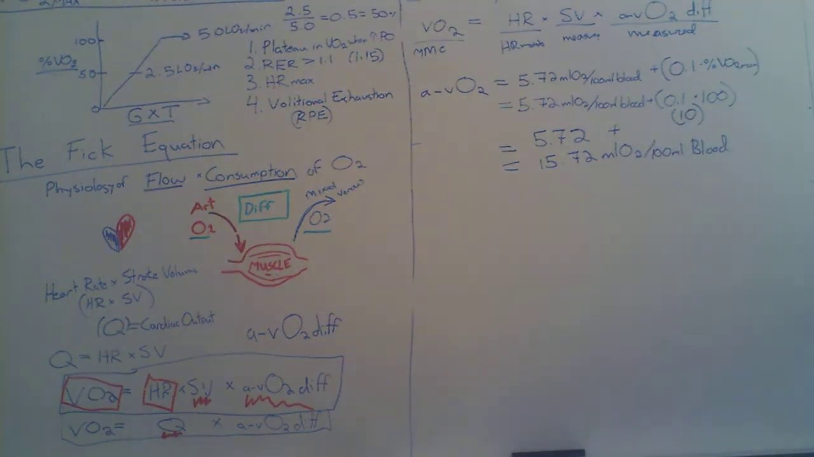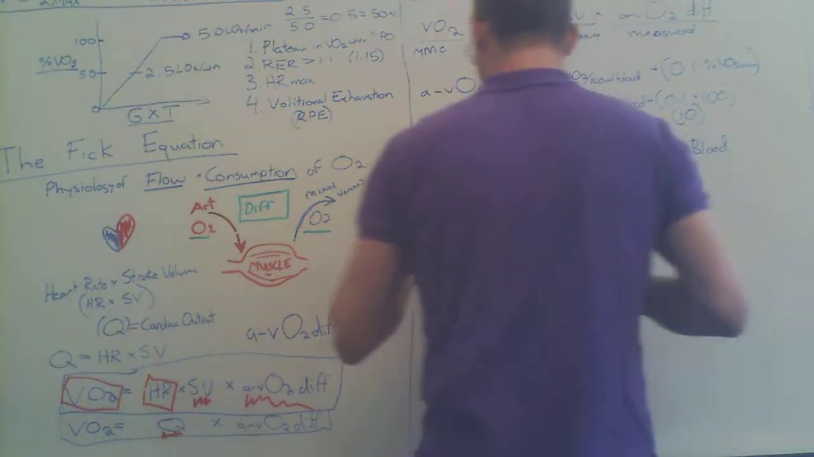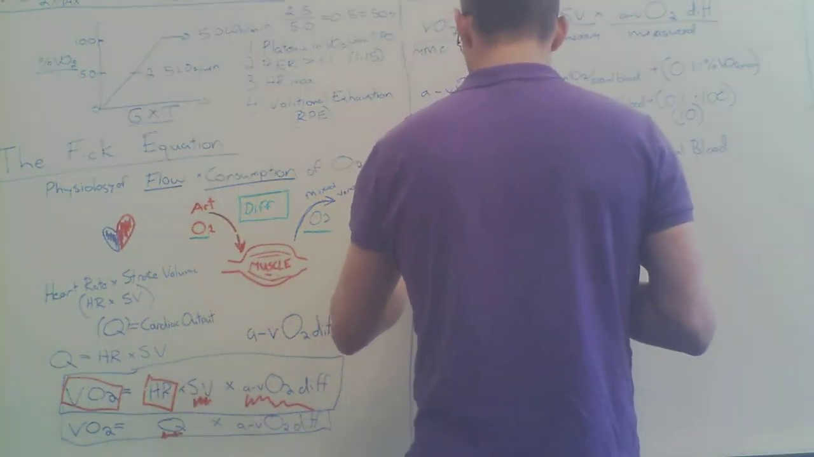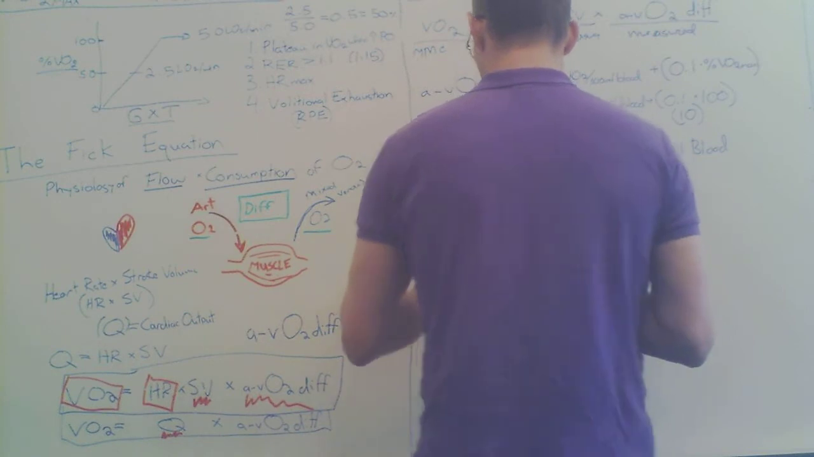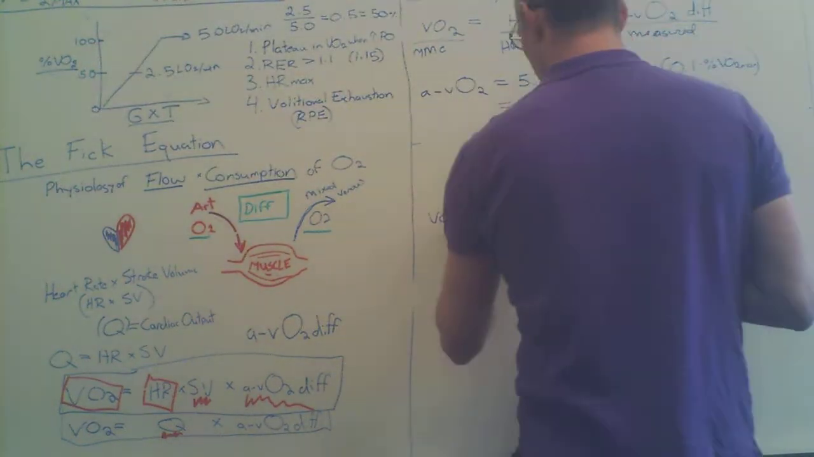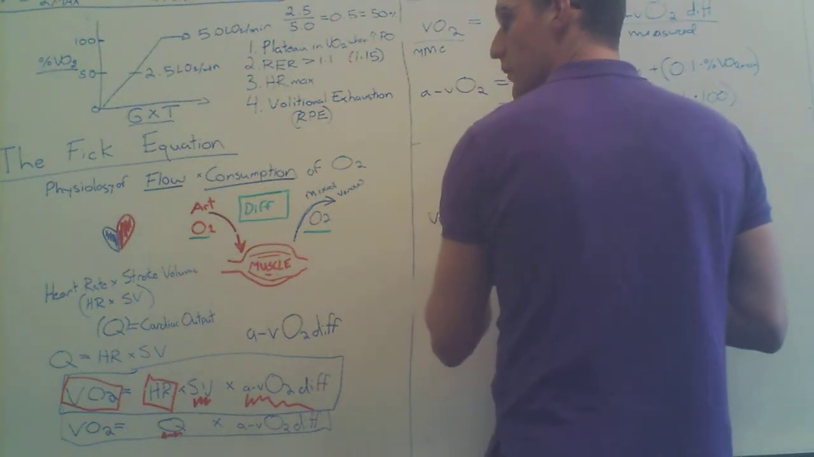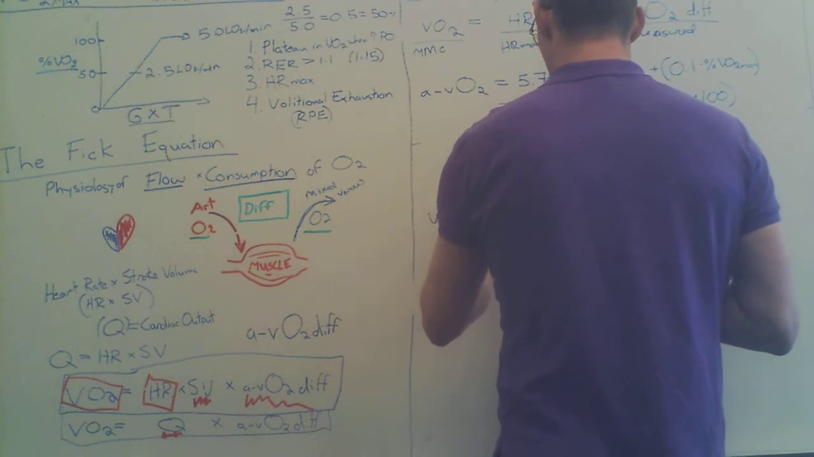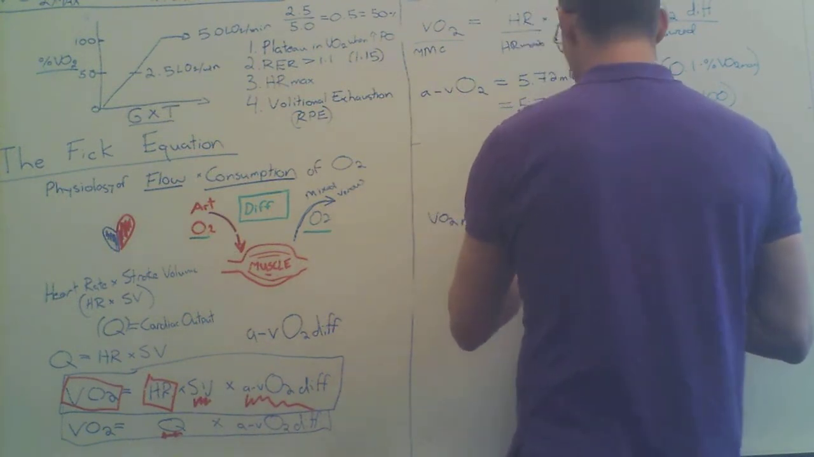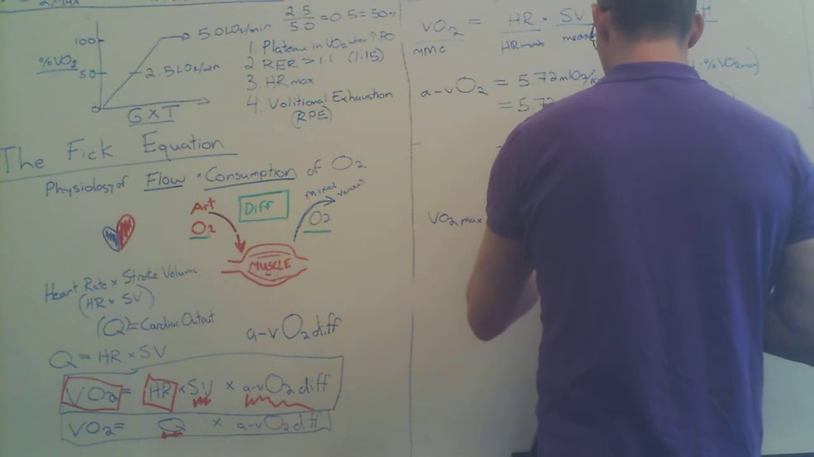So how is this helpful? Well, let's assume we've done a graded exercise test. We know that at VO2 max, so that means we've achieved at least 3 criteria, that our oxygen consumption is 4.527 liters of oxygen per minute.